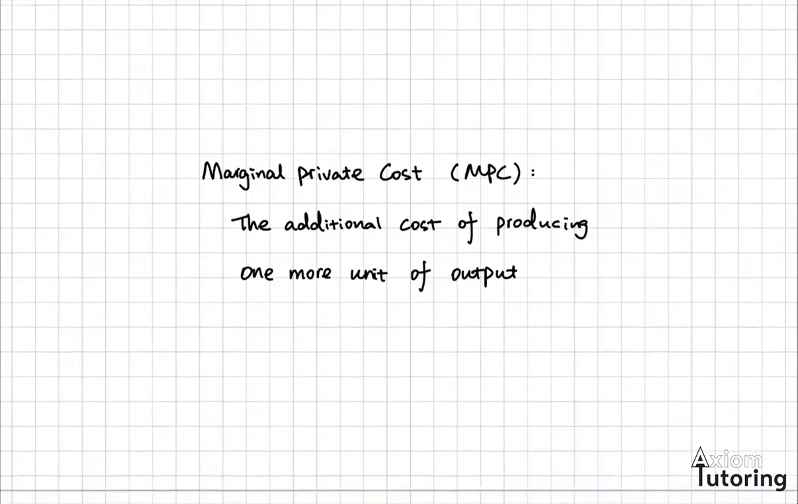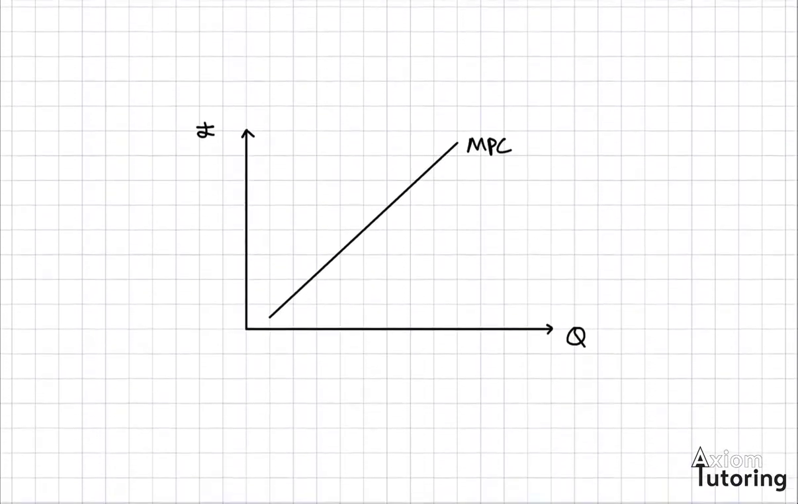Now, let's draw the diagram for marginal private cost, with price or cost on the vertical axis and quantity of output on the horizontal axis. The marginal private cost curve is upward sloping because of the law of diminishing marginal returns. As a firm increases output, it may face capital constraints. As more variable inputs, such as labor, are added to a fixed input, such as land or a fixed amount of capital, the additional units of output gradually decrease.